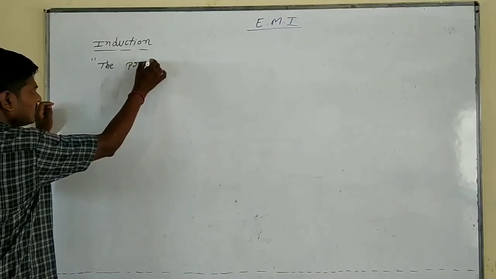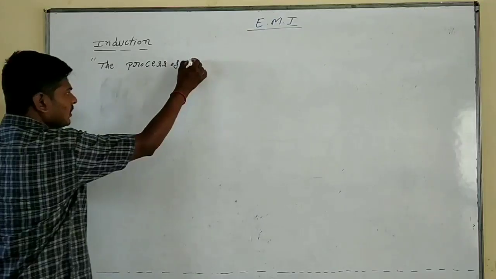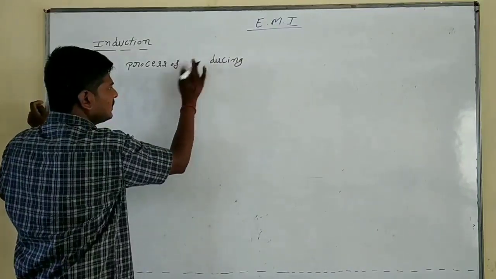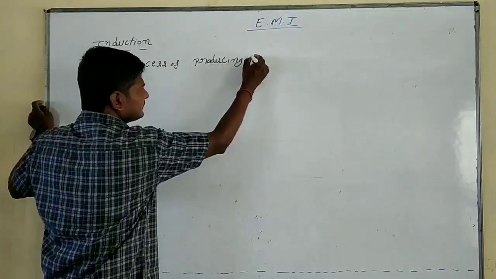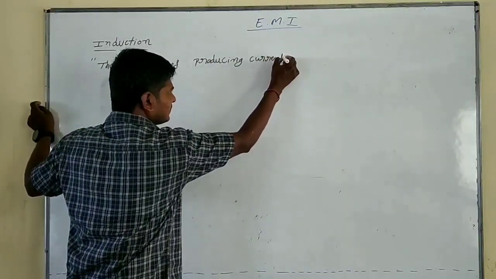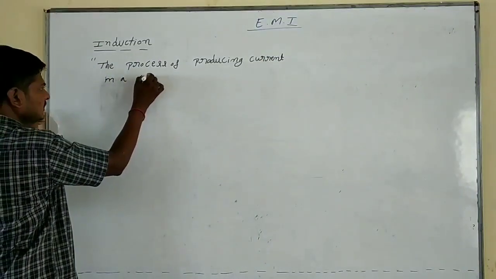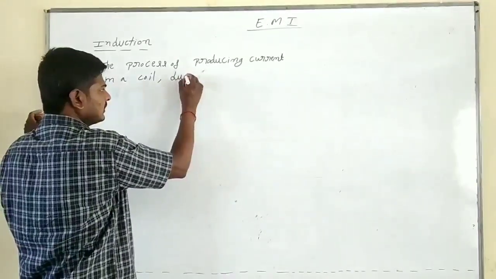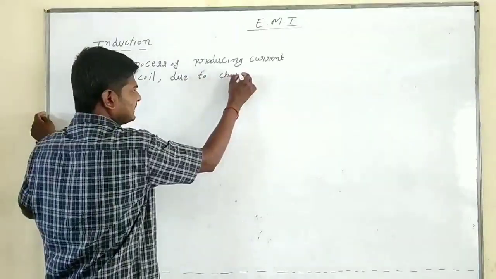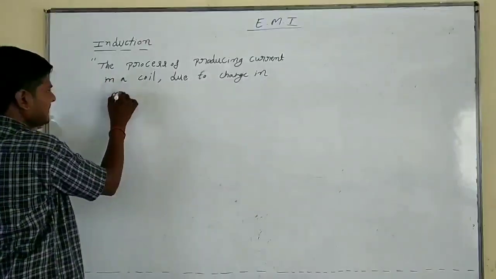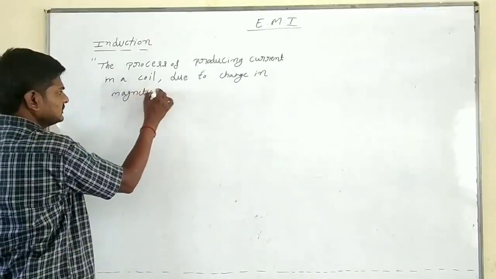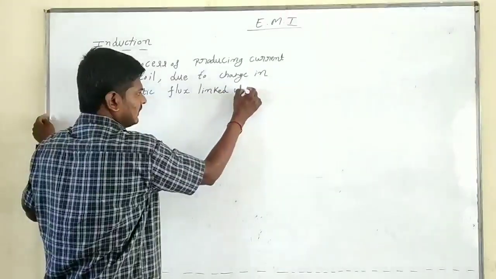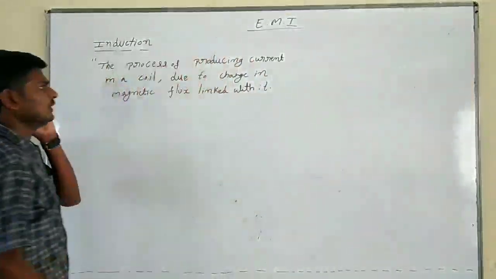The process of producing the current in a coil due to changing magnetic flux linked with it. It's called as what? Induction.